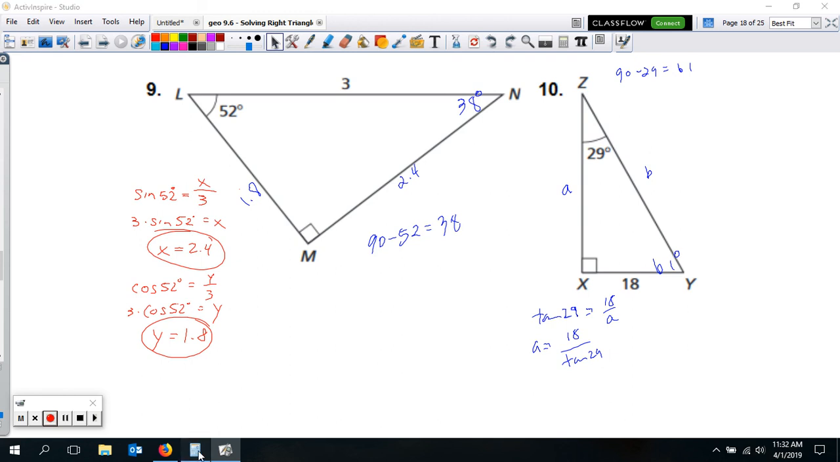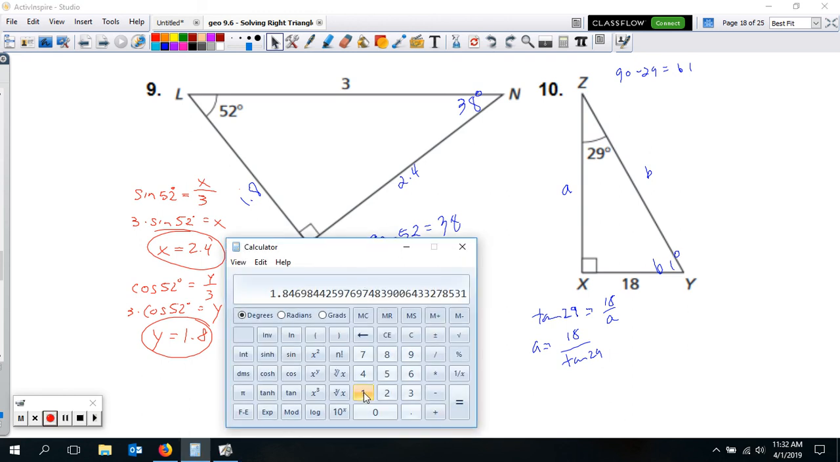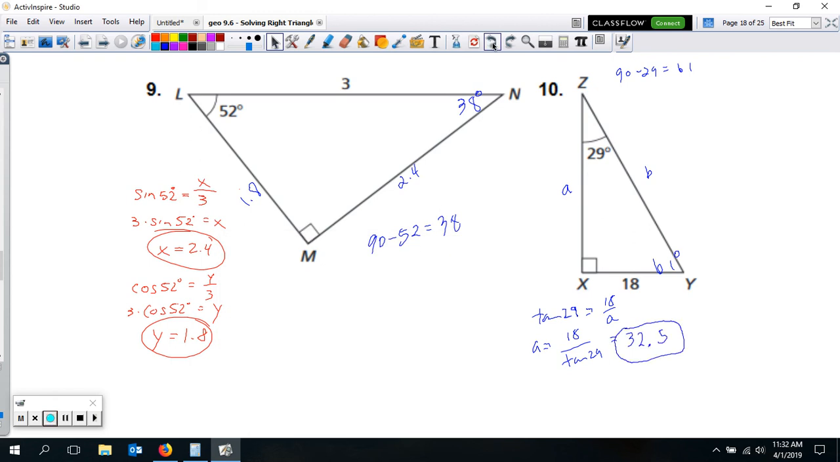And so we can do that on our calculator. So I can just hit 18 and divide it by 29, and then the tangent, and then equals. So that's 32.5. I round that up. So 32.5 is our A. So A is equal to 32.5 on this one.